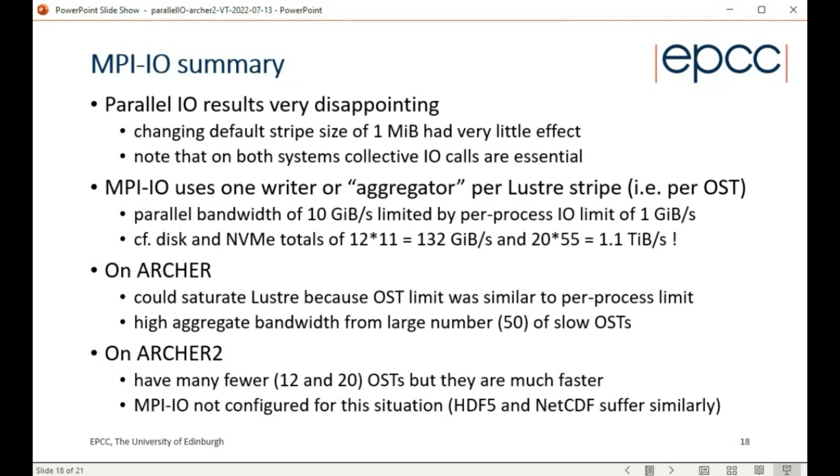So on Archer, we could saturate the Lustre because the OST limit was similar to the per process limit. High aggregate bandwidth from a large number of slow OSTs. On Archer2, we have many fewer OSTs, they're much faster, and MPI-IO is not configured for this situation. MPI-IO assumes that writing with one process per node is a reasonable thing to do. And we get similar issues with HDF5 and NetCDF because they're built on top of MPI-IO.